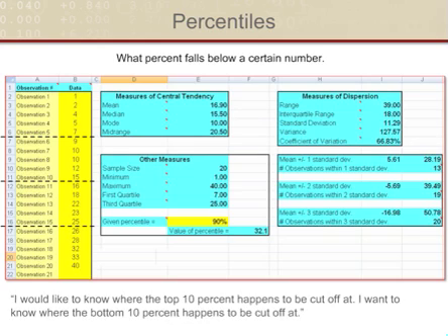You might say, well, I'd like to know where the top 10% happens to be cut off at. I want to know where the bottom 10% happens to be cut off at. So, if you plug in the 90th percentile, you're going to find out the point at which 90% are below, and 10% are obviously above. In this particular case, it showed a 90th percentile of 32.1.